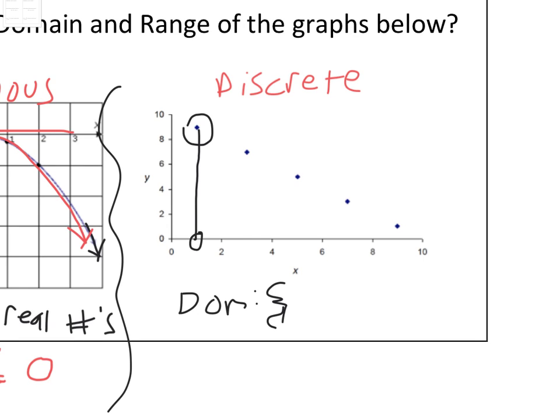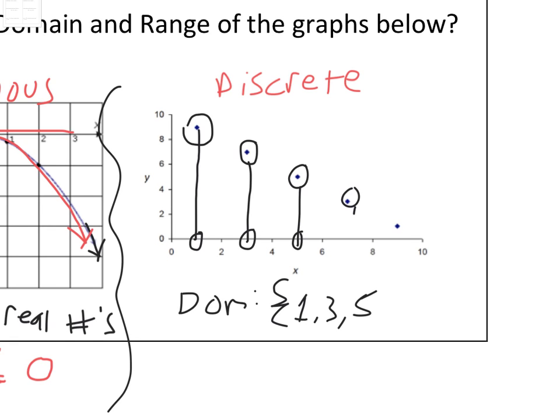Okay. So your first coordinate, or your first number for your domain is going to be 1. And then circle your next coordinate, draw a line to the x-axis. That is going to be 3. Next one is going to be 5, 7, and 9. And then you can close your parentheses.